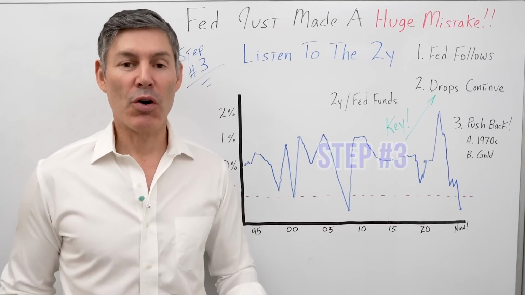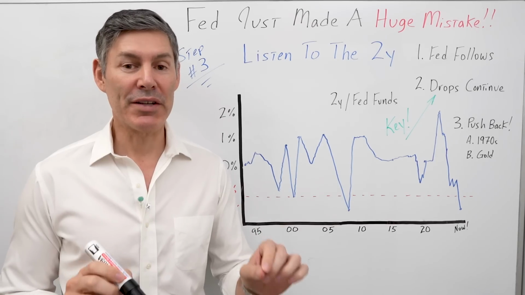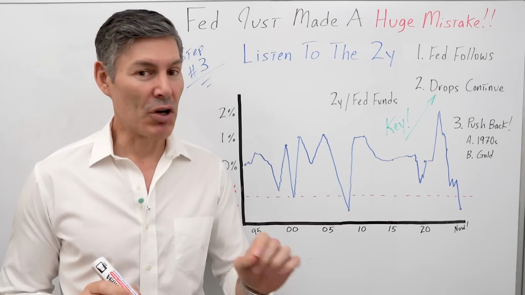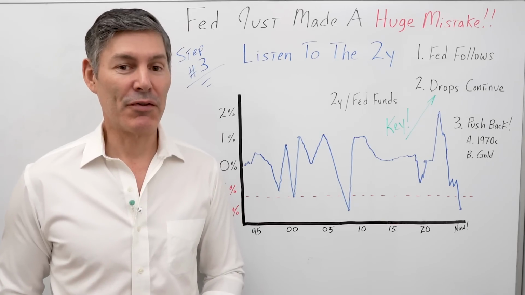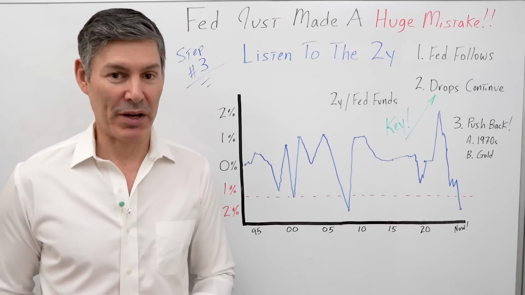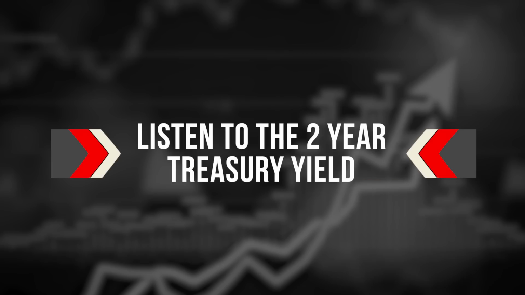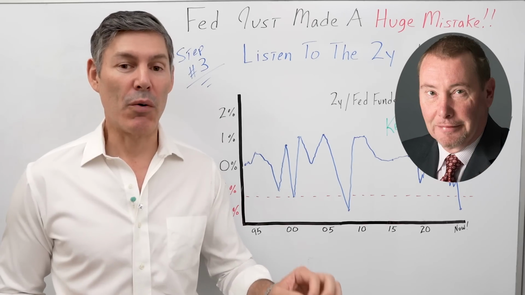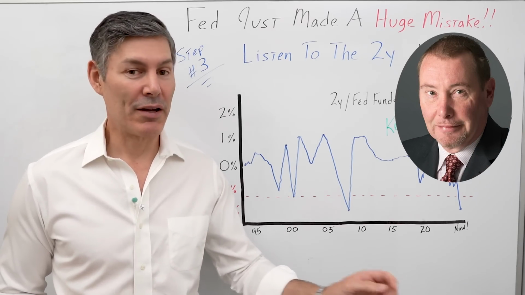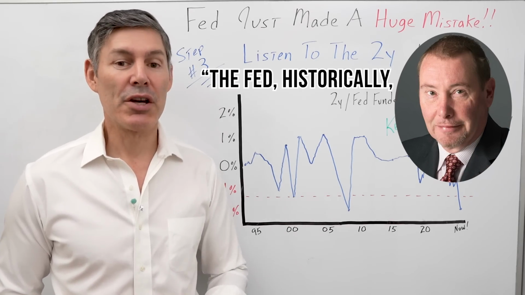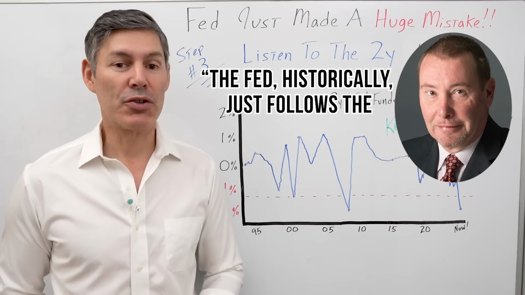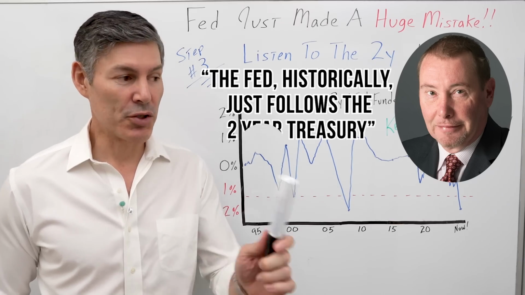Step number 3, whatever you do, don't listen to me. Don't listen to George Gammon. You've got to listen to the marketplace. More specifically, you've got to listen to the 2-year Treasury yield. And as Jeff Gundlach always points out correctly, the Fed historically just follows the 2-year Treasury. Let me show you what I'm referring to.